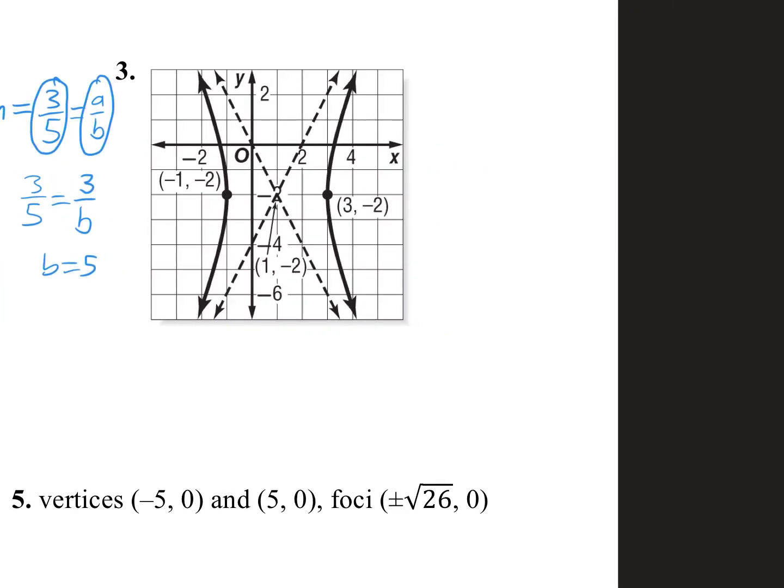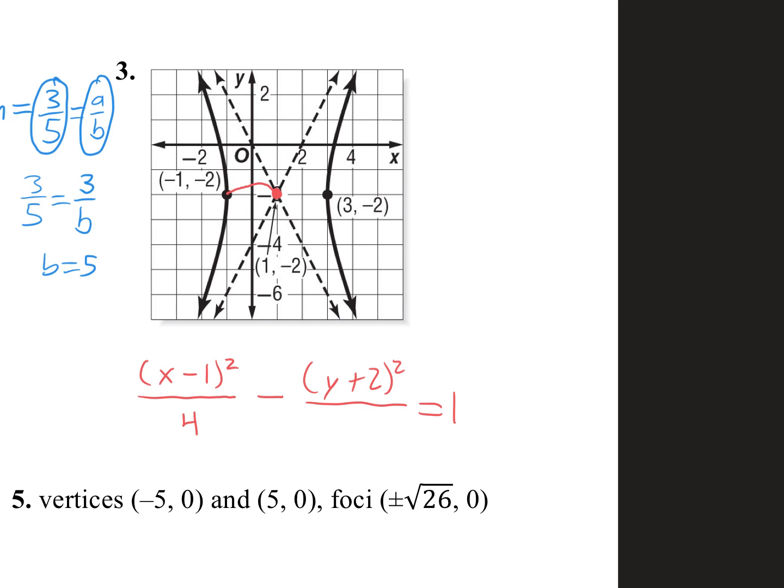All right, so on number 3, we have a horizontal hyperbola, and this one is not centered at the origin. It's centered at 1, -2. All right, so we're going to start with (x minus 1) squared. We'll figure out what goes underneath that later. Minus (y plus 2) squared over something equals 1. All right, a is easy to find. If we go from center to either vertex, that is 2. So we square that. A squared is 4.